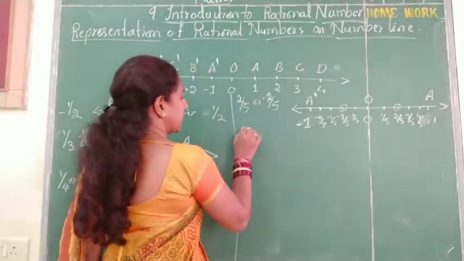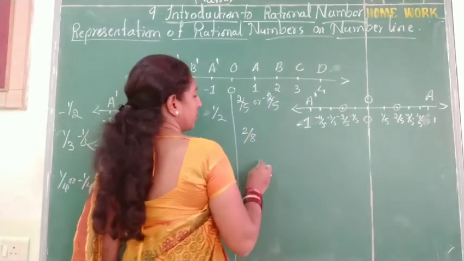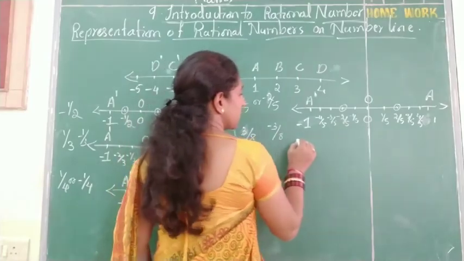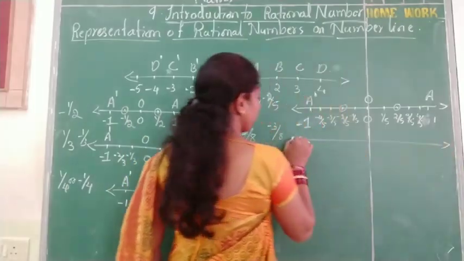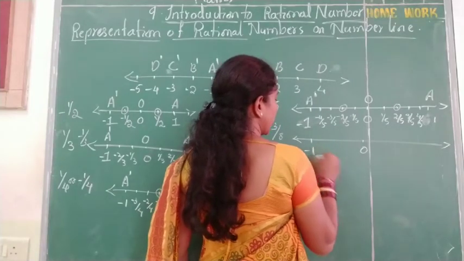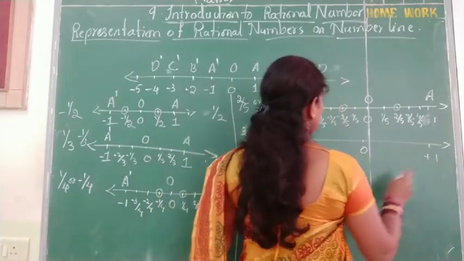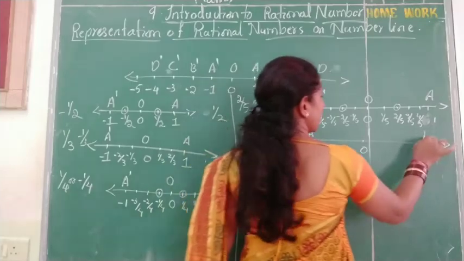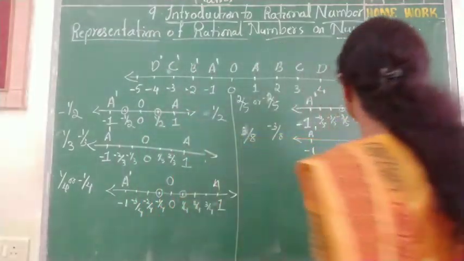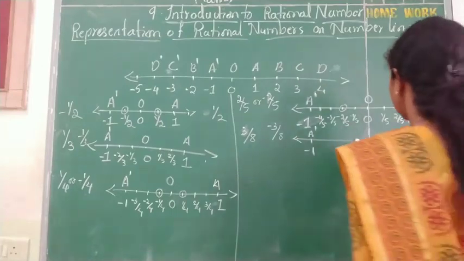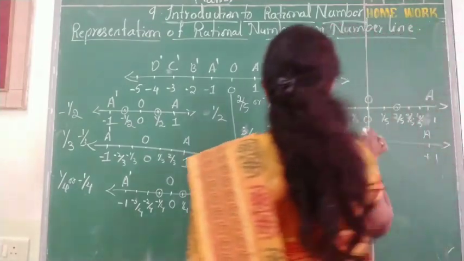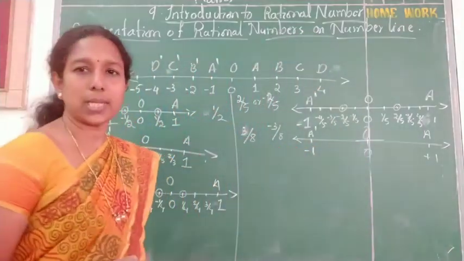Let me take 8. 2 by 8, otherwise 3 by 8 or minus 3 by 8. So same pattern. Okay, center 0 and here minus 1, here plus 1. So this is A dash, A and this one is O. 8 parts means 7 points I have to put.